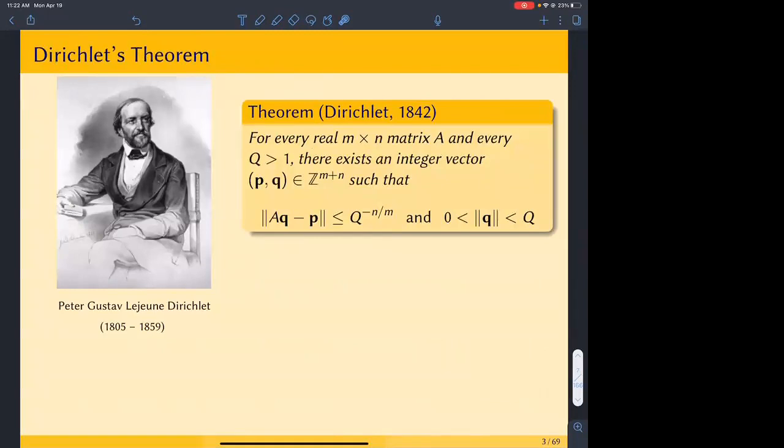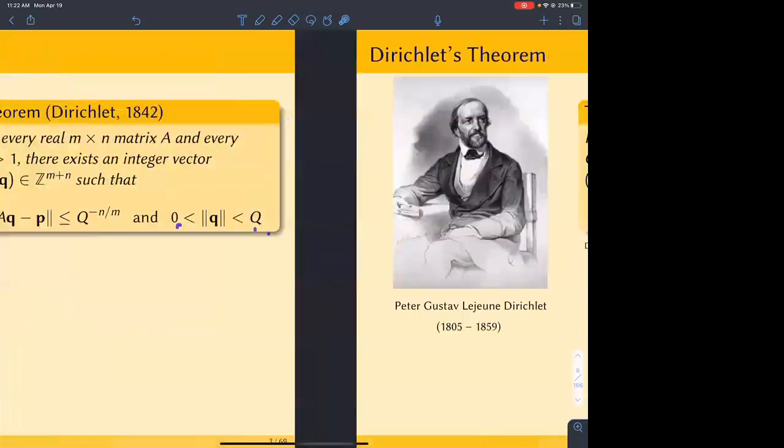Okay, so every talk in Diophantine approximation secretly should start with Dirichlet's theorem. So let's start with Dirichlet's theorem. For every real m by n matrix A and every parameter Q, there exists an integer vector P and Q such that the error, AQ minus P, is bounded above by this height, for the magnitude of Q bounded between 0 and that parameter that you chose.